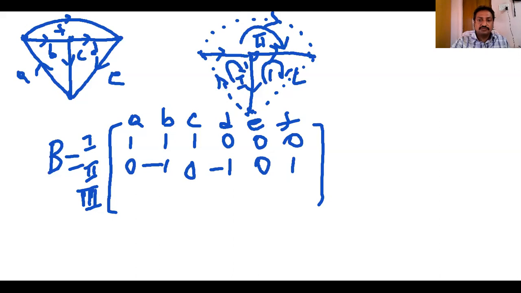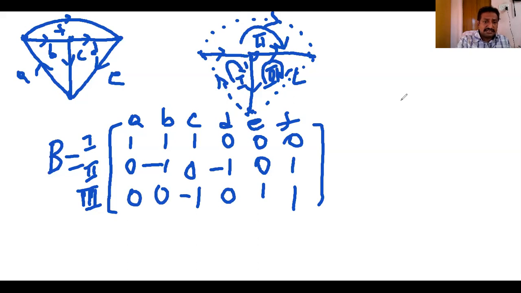Then we come to the third loop. In this third loop, the branches are C, D, E. E is the same direction, C is the opposite direction, and D is the same direction. So 1, and the remaining are 0, 0, and 0. See here, this is the above. So next we'll come back.